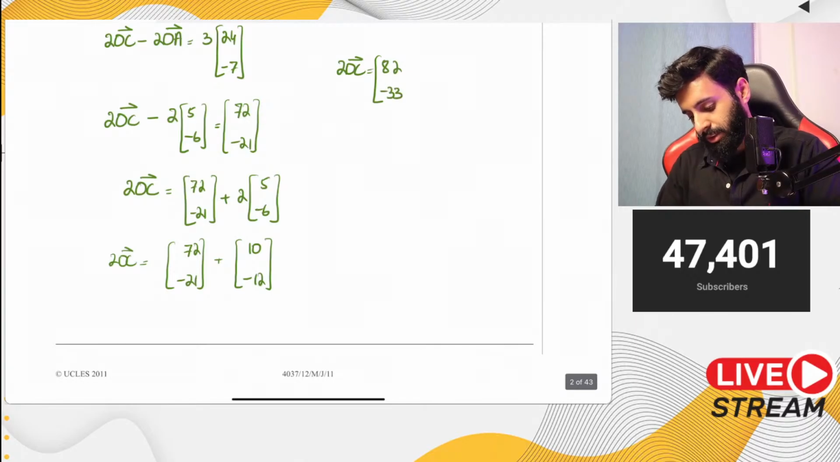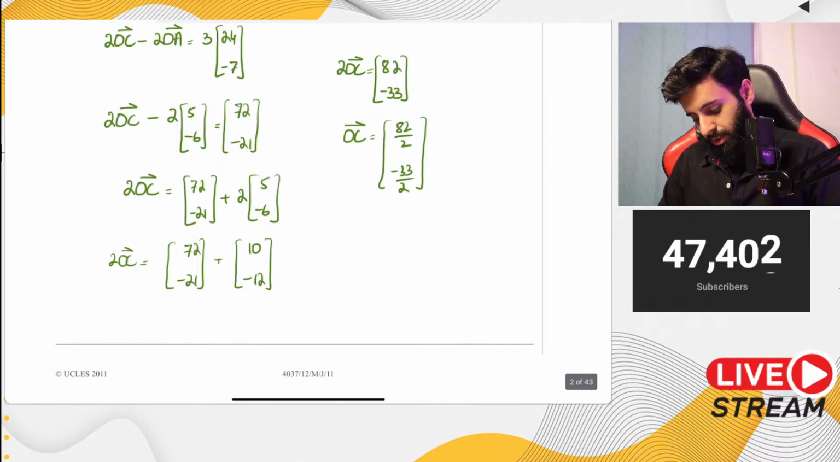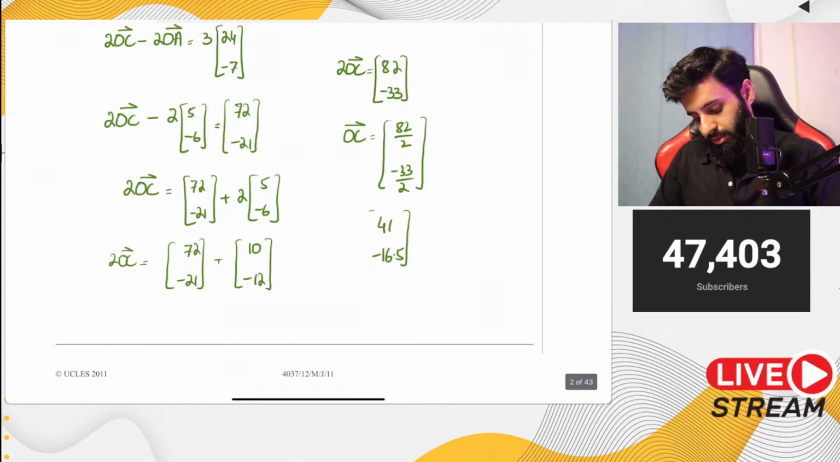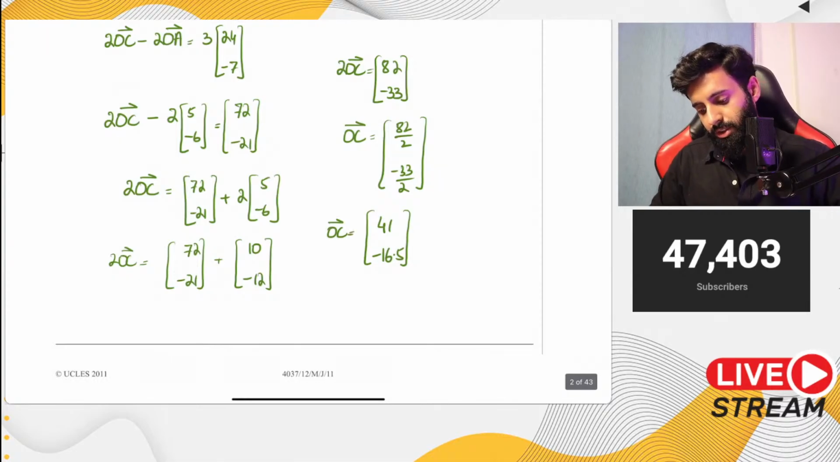Now how will I make OC the subject? OC will be now equal to 82 upon 2 and minus 33 upon 2. So what's 82 upon 2? 82 upon 2 is 41. And what's minus 33 upon 2? That's equal to minus 16.5. So there you go. This is the position vector of C, or in other words, the coordinates of C.